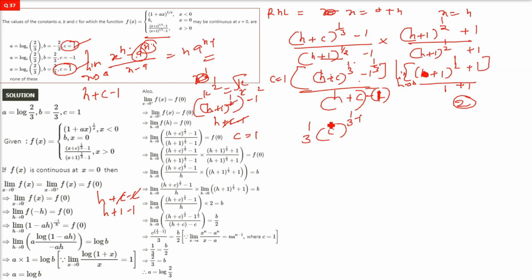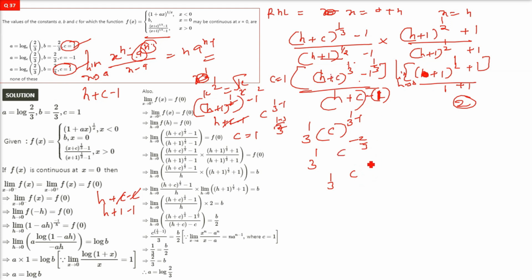Now 1 to the power anything is going to be 1 only. It doesn't matter. C is 1 we are taking here. In the answer options it is already given. So we can either use c as 1 or use c equals minus 1 and then try to solve it. But since c is 1, that is 1 to the power minus 2 by 3 or whatever it is, 1 to the power anything is 1 only.